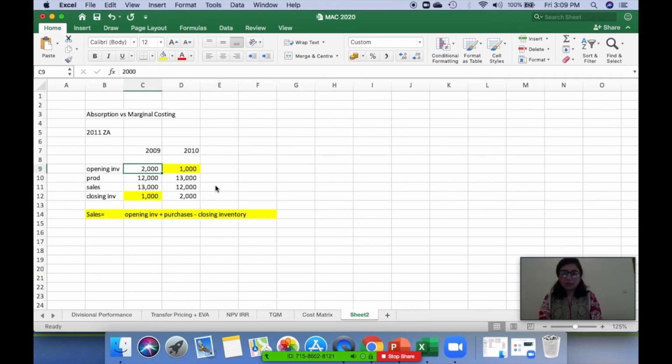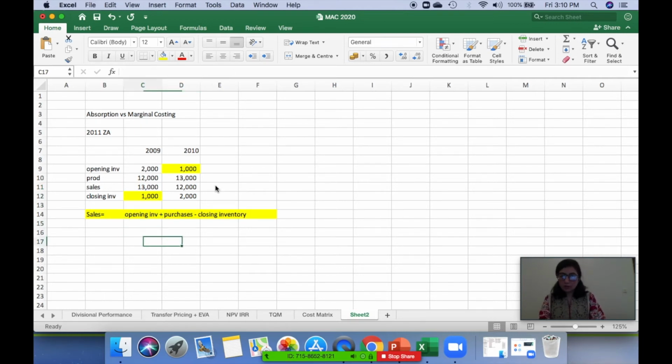Alright, now the key of the question. What the question asked was to calculate contribution and net profit under both marginal costing and variable costing and absorption costing. Marginal costing is also called variable costing because it only takes into account variable production and variable direct costs. And absorption costing takes into account fixed production, variable production and variable direct cost, right?